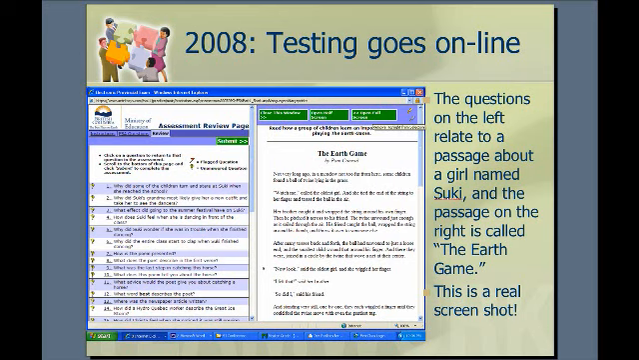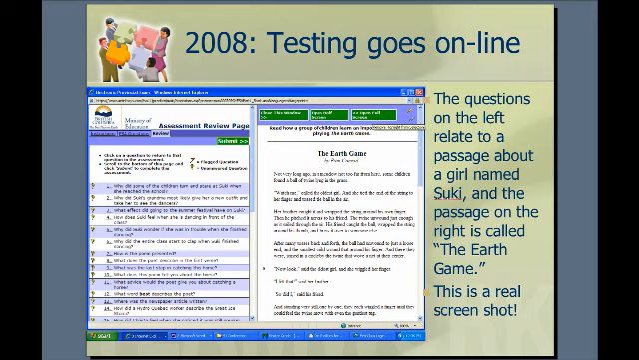So if you look carefully, the questions on the left-hand side of the screen are about a girl named Suki and a passage of text that tells about Suki's day at school, where Suki went to school and some things happen, and then it asks questions about that.